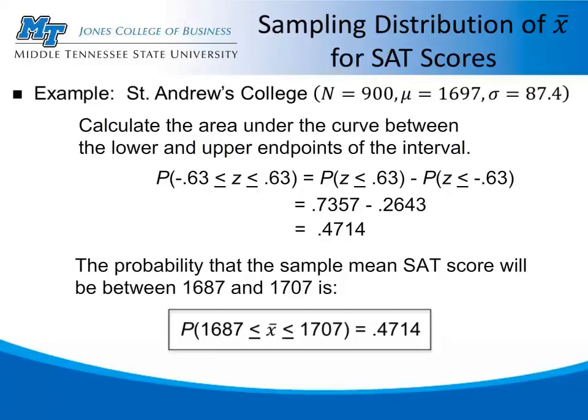First we converted those to z values, and then we could go to the table and get the two probability values. Then all you have to do is take the difference between the two probabilities to get the solution to the original problem. The likelihood that the sample mean would be within 10 points of the population mean is 0.4714.